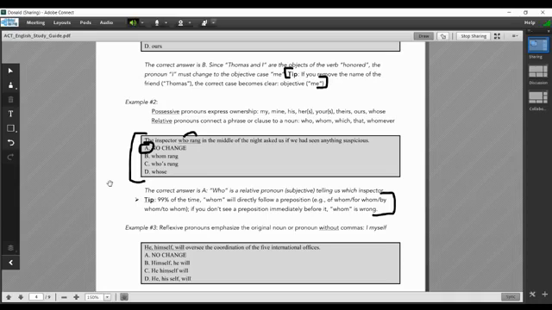This last one doesn't come up too often, but it comes up from time to time, and it's really easy if you know the rule, so it's a good one to know. Reflexive pronouns emphasize the original noun or pronoun without commas. In other words, when you're really making sure the person knows who you're talking about.